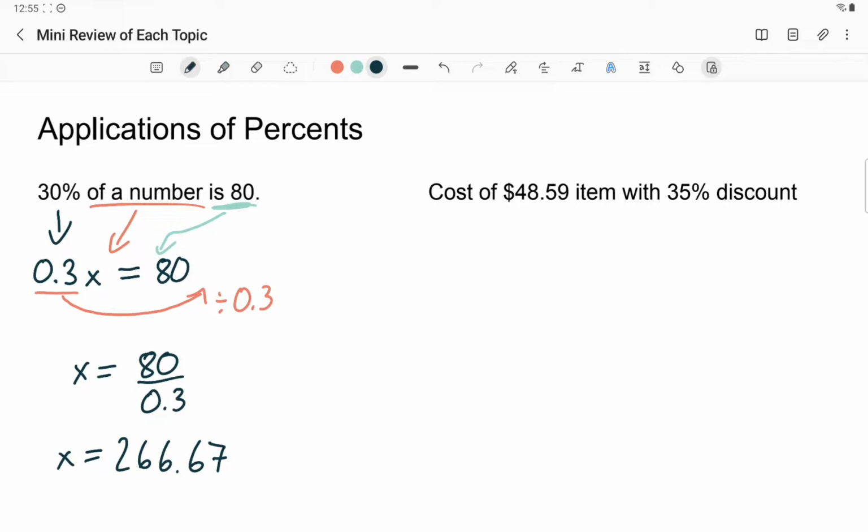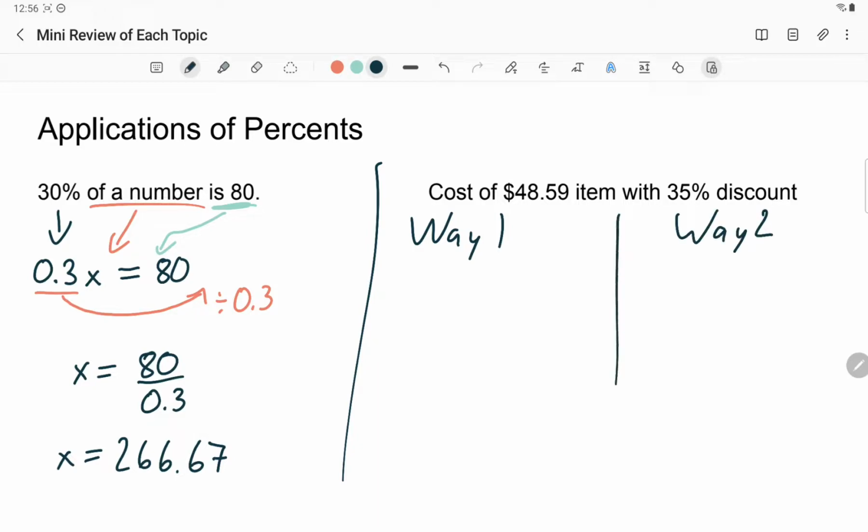All right, let's take a look at the next one. The cost of an item with a 35% discount. I'm going to do this in two ways, and then you can choose whichever way you want to on a test. So the cost of a $48.59 item with a 35% discount. What we want to do first is find 35% of that original item cost.